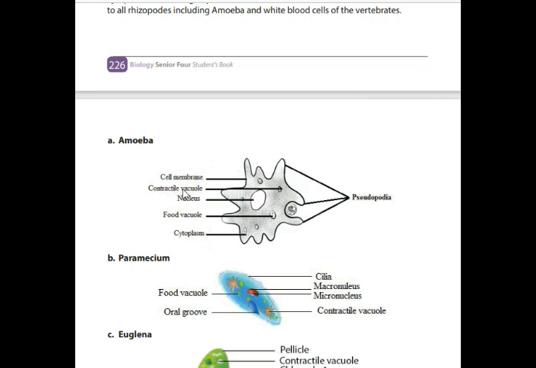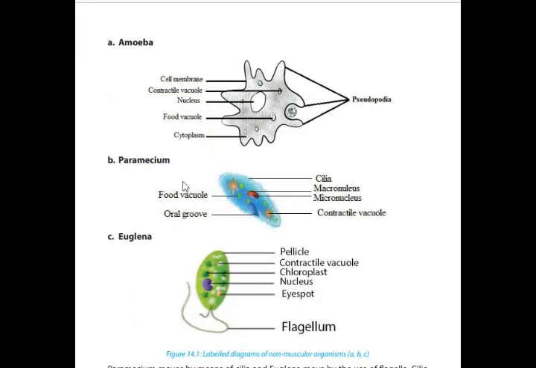You see how the amoeba is, and the pseudopodia are these ones. You see the other parts: this is the cell membrane, contractile vacuole, nucleus, food vacuole, and this is the cytoplasm. But as we are looking at their movement, we are looking importantly at the pseudopodia, which make the foldings for changing direction and shape. This is a paramecium, which shows ciliary movement using cilia.